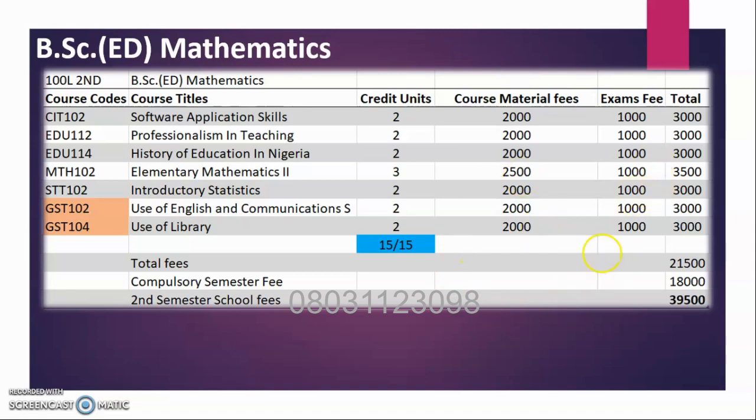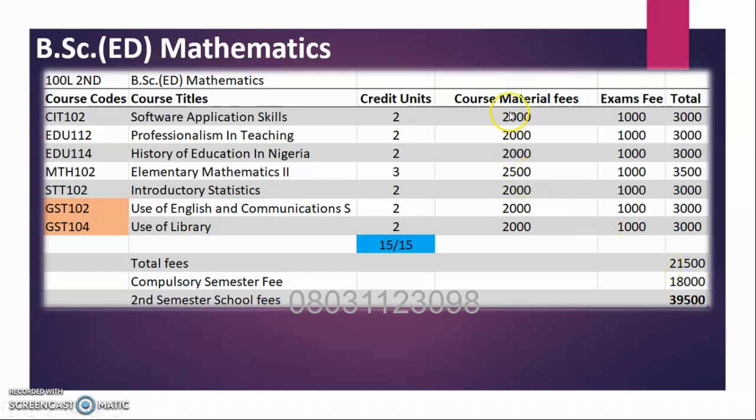And the fees were calculated using the same method. You can say 3 units 2,005. No, that's 2 units 2,000. And then the exam fee is added to it. Sum them up, you'll get 39,500. You can see the second compulsory fee is now 18,000.